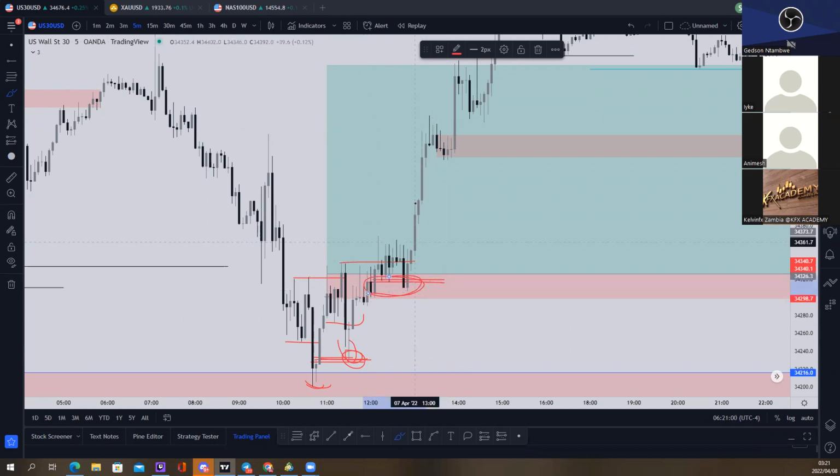That is what I did. So I took my entry from here without having any fear, because I know the market is already mitigating a higher time frame point of interest. The only thing that you are doing right now is flying.